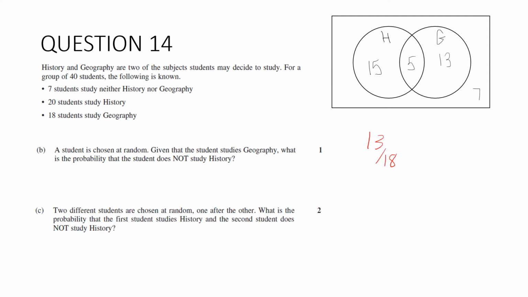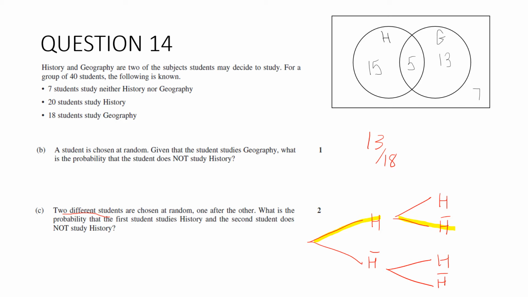Part C, 2 different students are chosen at random, one after the other. What is the probability the first student studies history, the second student does not study history? Now, given we've got 2 different events happening in sequence, this lends itself towards a probability tree. And we want history and not history, 2 different students. Now we can make our life a little bit easier here. We want that the first student studies history, so that's this arm here, and the second one does not study history, so that's there. They're the only probabilities we need to fill in.